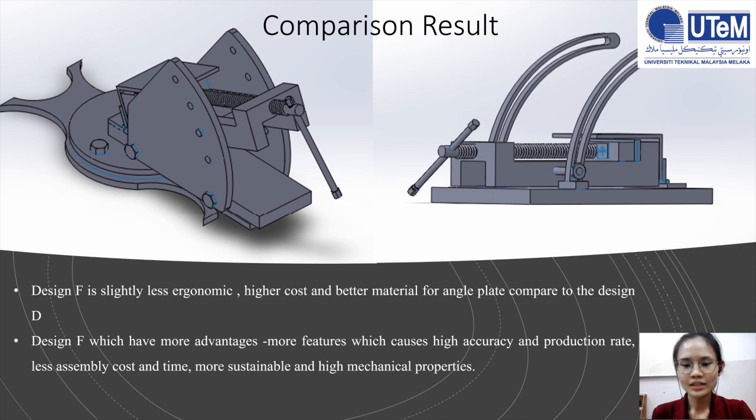Design F is better compared to Design D. Thus, in the later presentation, my team will focus on Design F. The weaknesses of Design F can be improved, such as the ergonomics can be improved by job rotation or rest breaks to prevent the worker from repeating the same movement continuously. Besides, the material for the angle plate can be changed to cast iron to give the jig and fixture with adjustable angle a better performance.